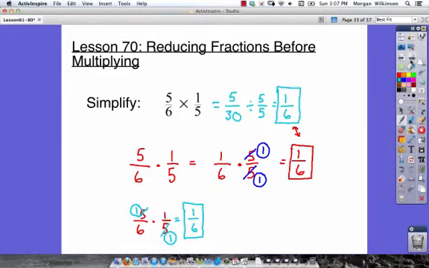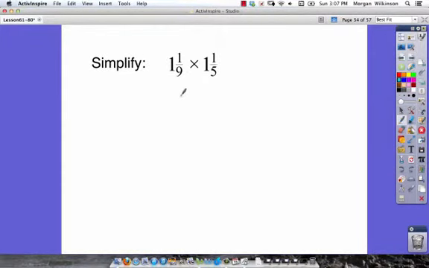Let's look at some more examples. We're going to simplify 1 1/9 times 1 1/5. We know that with mixed numbers we have to change them to improper fractions. So 1 1/9, that's the same thing as 10/9. 1 1/5, that's the same thing as 6/5. So let's see what we can simplify. Now when we look at this, we know 5 goes into 10 two times. So the 10 is going to become a 2, and the 5 is going to become a 1, because 10 divided by 5 is the same thing as 2 divided by 1.